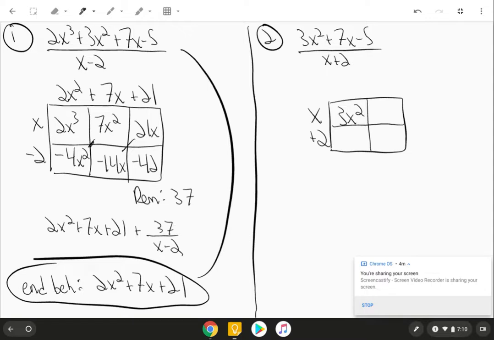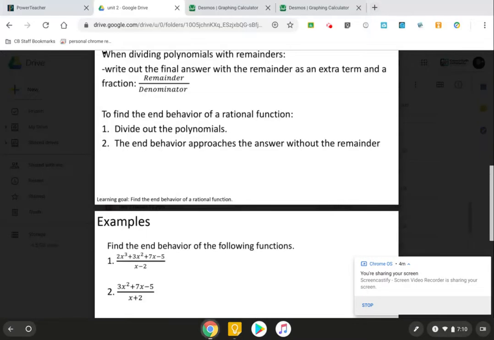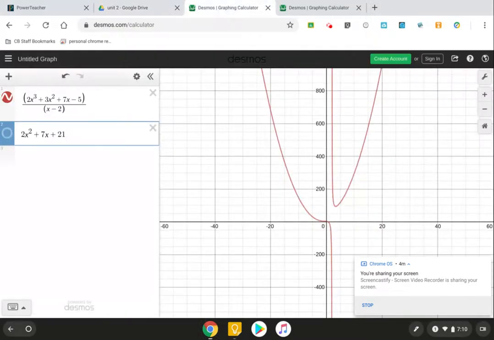Now, what does that look like visually? Here is a graph of that rational function. It looks a little weird. That's the red graph. Now look what happens when I put in 2x squared plus 7x plus 21, the answer without the remainder, and I have this.